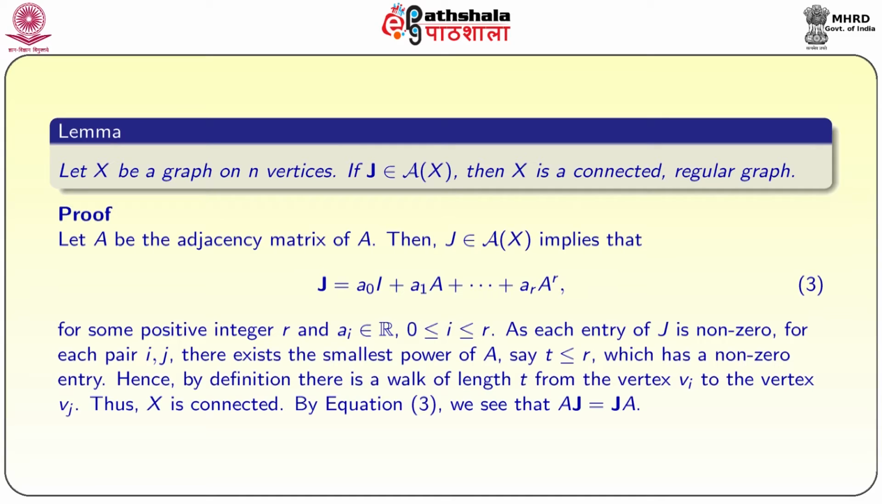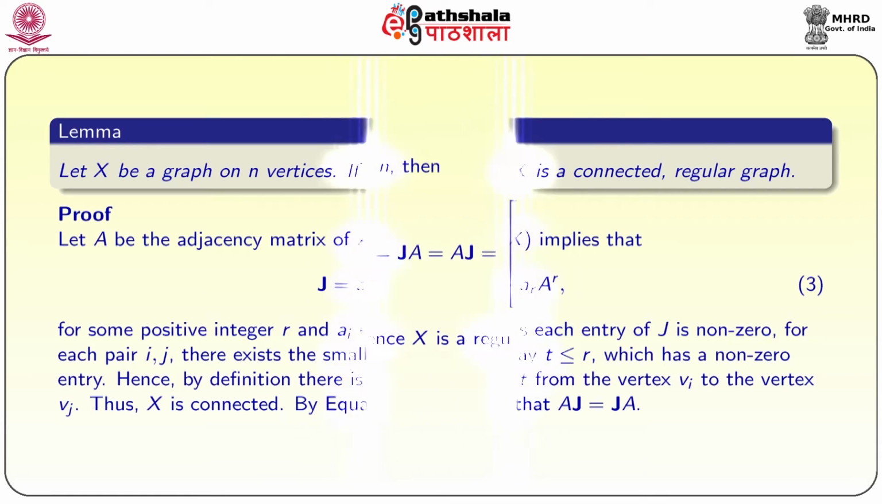As each entry of J is non-zero, for each pair ij there exists a smallest power of A, say t less than or equal to R, which has a non-zero entry. Hence, by definition, there is a walk of length t from vertex Vi to vertex Vj. Thus, X is connected. So, from equation 3 we see that AJ equals JA.